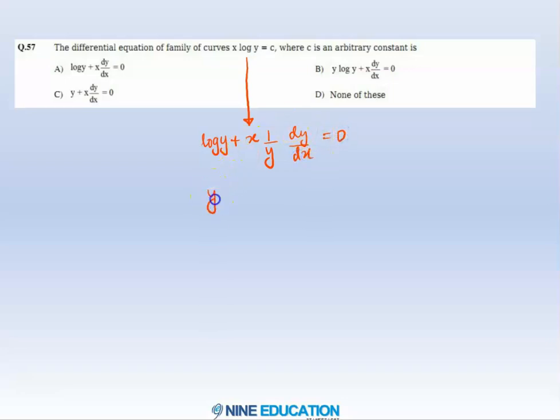So if you observe, after multiplying with y on both sides, we will get y log y plus x dy by dx is equal to 0. It's already there in option number B, and this is free from the arbitrary constant also. A differential equation must be free from the arbitrary constant, and it is free from it. So therefore this is our answer, option number B.